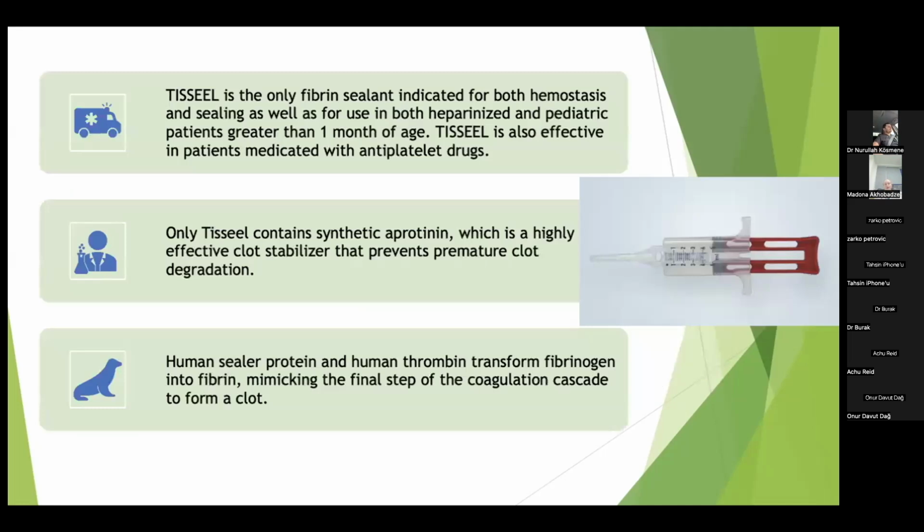Then TISSEEL. TISSEEL is the only fibrin sealant indicated for both hemostasis and sealing, as well as for use in both heparinized and pediatric patients greater than 1 month of age. TISSEEL is also effective in patients medicated with antiplatelet drugs. Only TISSEEL contains synthetic aprotinin, which is a clot stabilizer, and human sealer protein and human thrombin transform fibrinogen to fibrin.